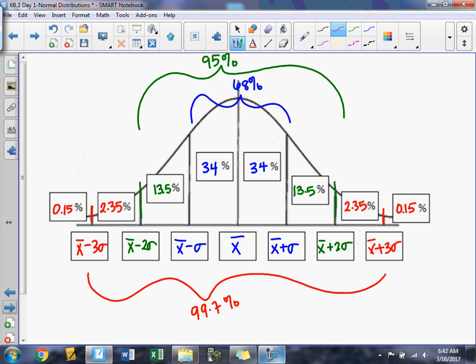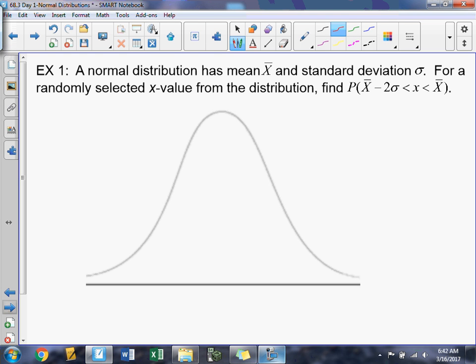So let's take that normal curve and let's apply it. It says a normal distribution, if I can read correctly, has the mean of x bar and the standard deviation of sigma. For a randomly selected x value from the distribution, find, and this is where you have to understand the notation. Okay, so this is my x value. So it's all compared to the mean.